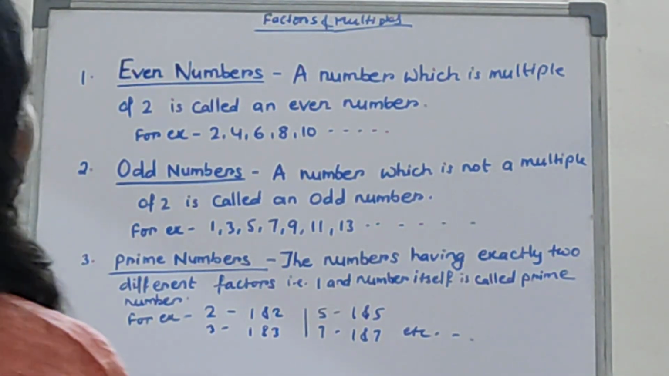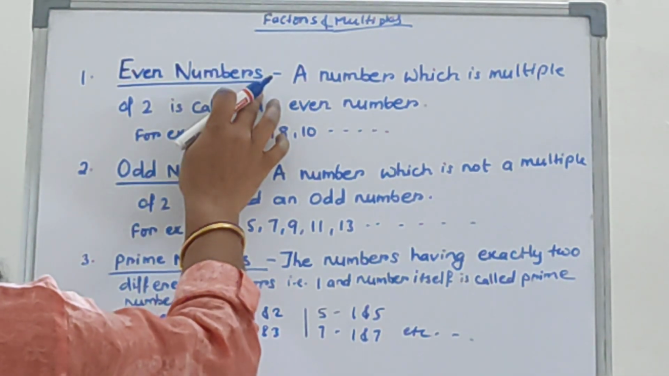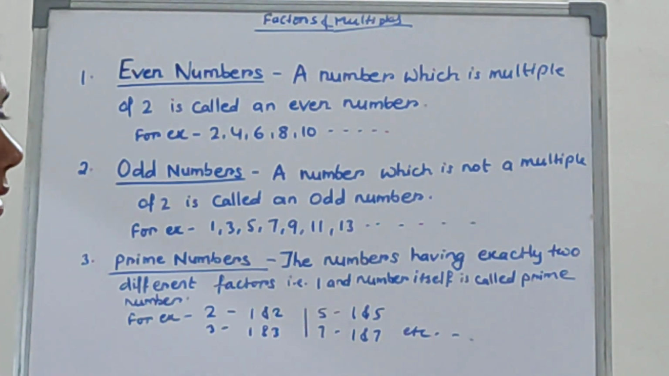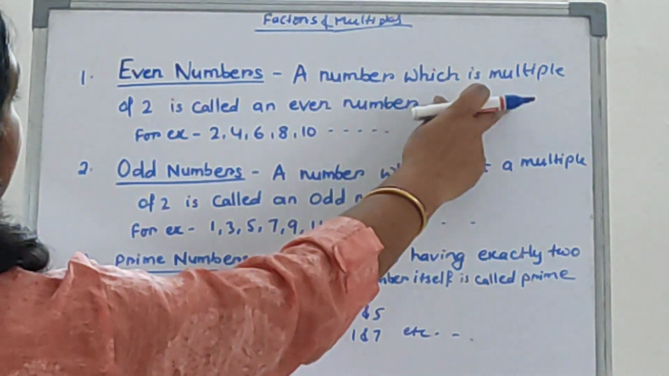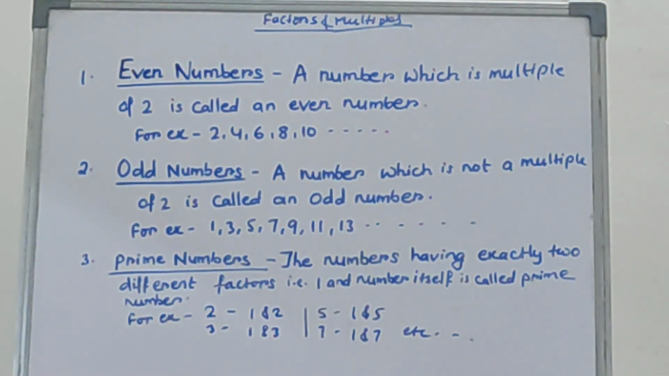Now, what we are going to learn is the names of numbers. So see here, even numbers. Do you know what an even number is? A number which is a multiple of 2 is called an even number.